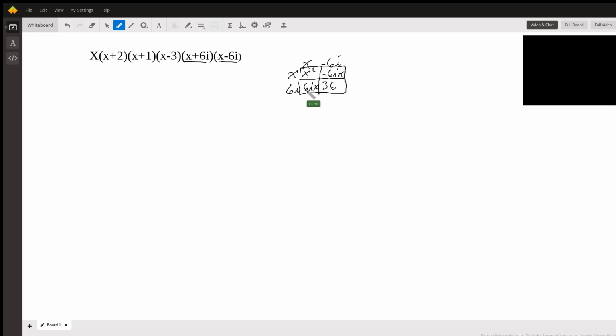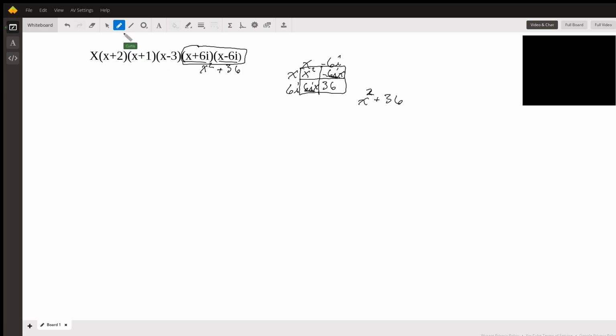And we combine our like terms here. We have 6ix minus 6ix, which is just 0. So we are left with the x squared plus 36. And that is the product of x plus 6i, x minus 6i. So we have x squared plus 36 here. We can just continue to multiply these binomials.